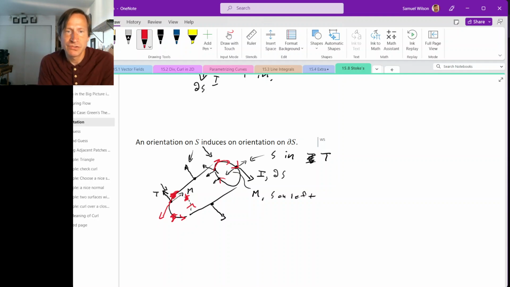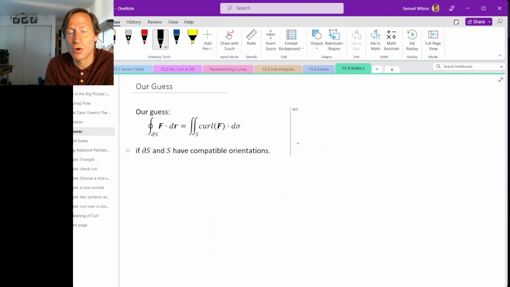Okay, so the idea here is if you have an orientation on the surface or on the boundary, it induces an orientation on the other one. So there's only one way to choose a compatible orientation, and we're always going to use this right-hand rule. So with that caveat, now we have a complete guess for what we think might be true for this relationship between a line integral and a surface integral of the curl of the vector field.